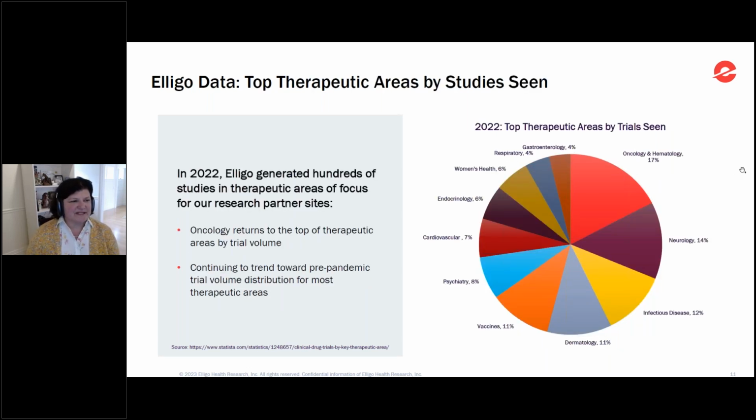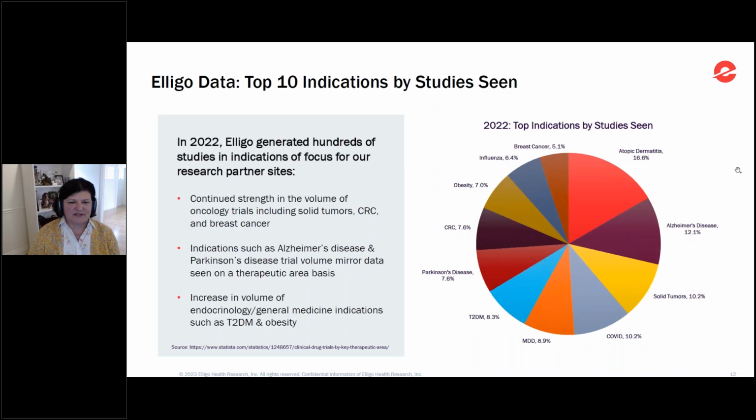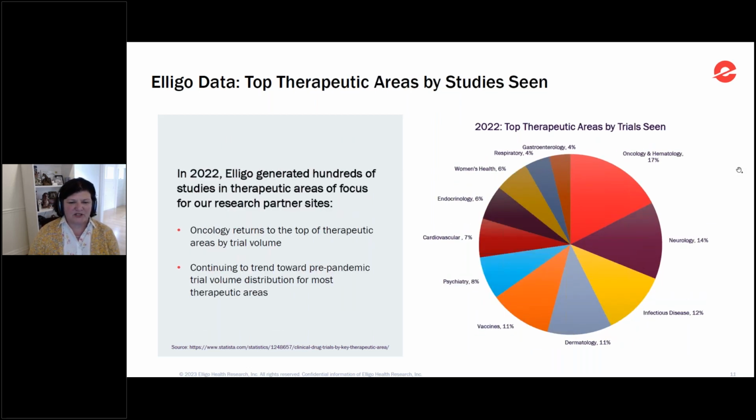So this is the top therapeutic areas by the studies that we've seen at Elligo. We have seen a lot of oncology and hematology studies, and then neurology, and then there's infectious disease. We don't have as big of an oncology presence right now. We're growing that, so that's why we probably have not seen as many as the natural curve is. But as you can see, across our entire site network, it's very diverse, and that is good because it helps balance out the workload at our sites. We're continuing to trend back towards a more pre-pandemic situation, where we probably will see less infectious disease going forward and fewer vaccine trials. Next slide.